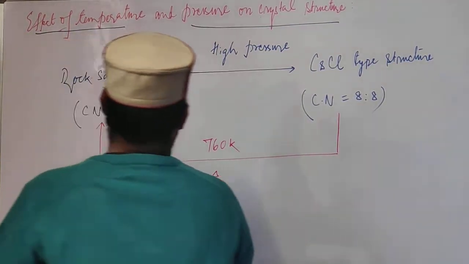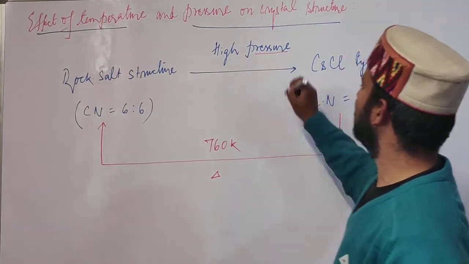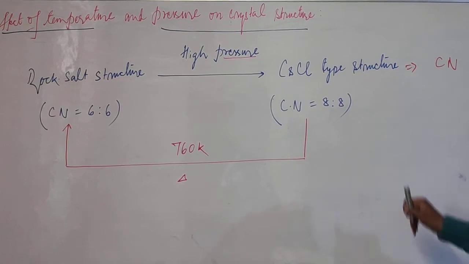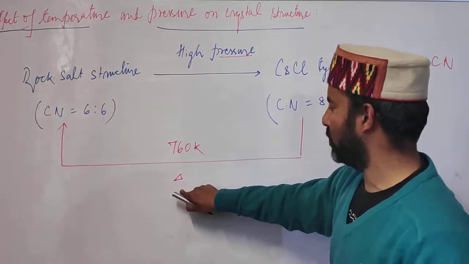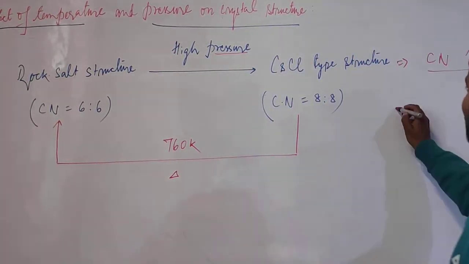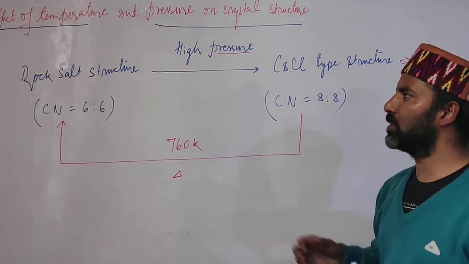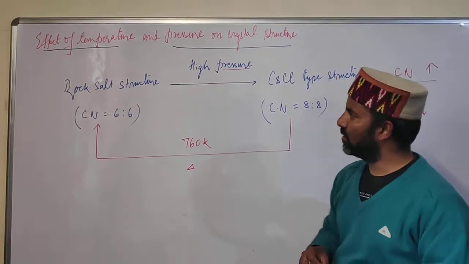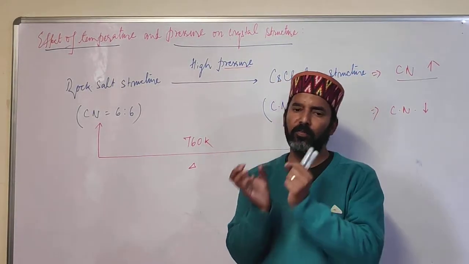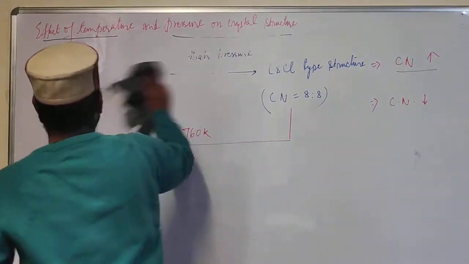So students, the conclusion from this discussion is that when we increase pressure, coordination number increases, and when we increase temperature, coordination number is found to decrease. So this was a very small discussion about crystal structure. Now students, next I will tell you how to calculate the number of unit cells in a given weight of a crystalline solid. So for that I am taking a question.